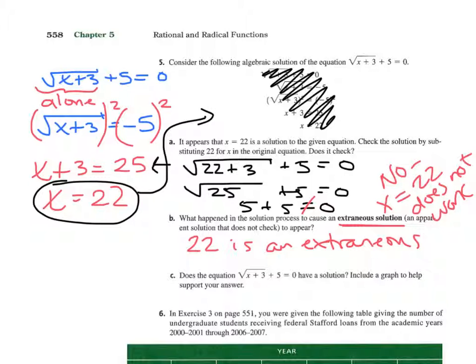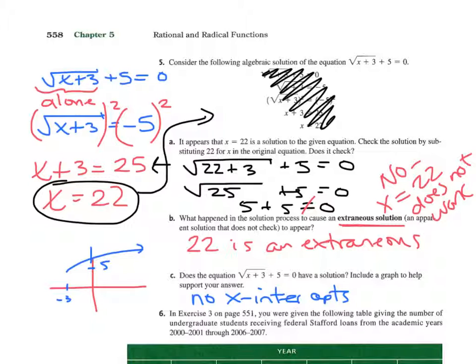So if you try to graph this one, you can sketch it on your calculator, but it's going to end up being a square root graph that is shifted left 3, up 5. It's going to look like this. Which makes sense with what we just said, because it doesn't have any x-intercepts, so no x-intercepts, which is why this one had no solutions, because I was trying to find the x-intercepts up above.